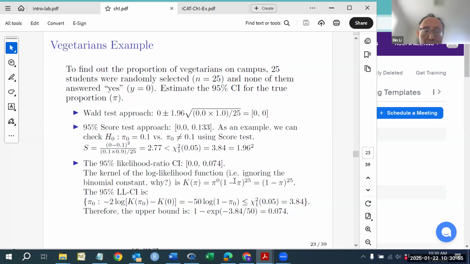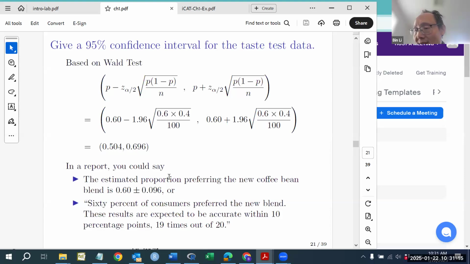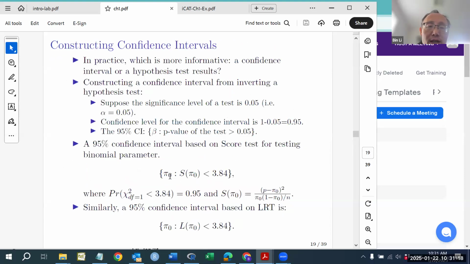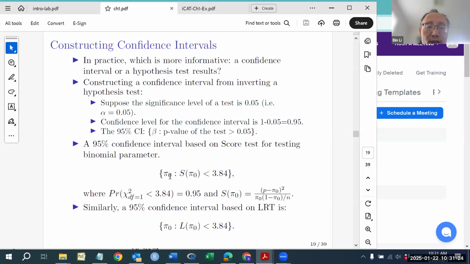In the last class, we talked about statistical inference for binomial type data. So we talked about confidence intervals and point estimates, right? For the confidence interval, I focused on three types: one is the Wald test, and the other ones are the score test and the likelihood ratio test, right?